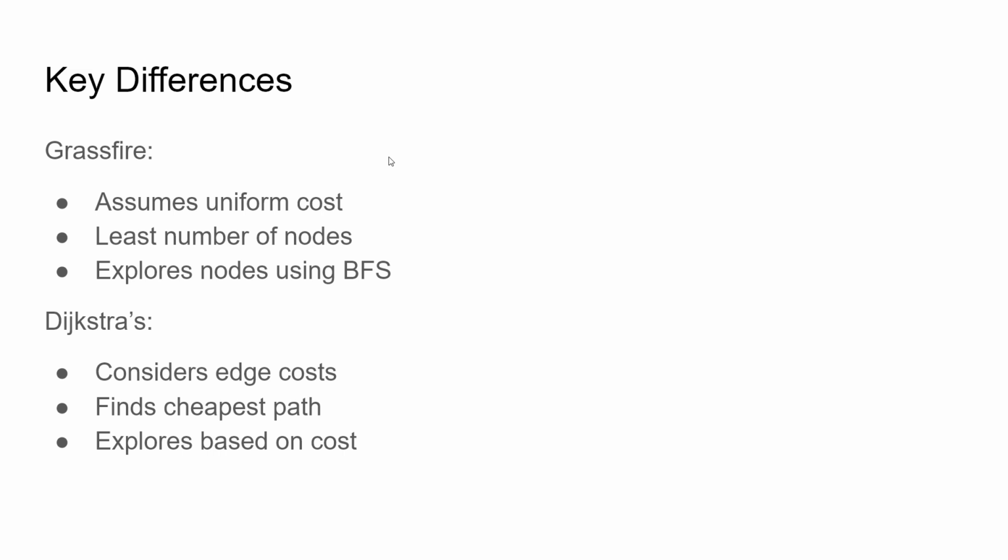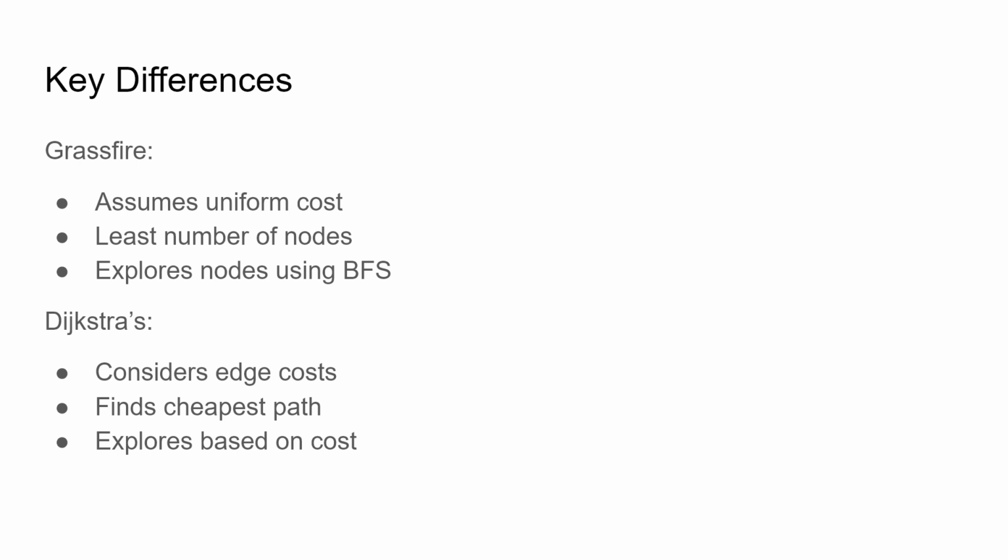So the key differences between the algorithms are the fact that the Grassfire algorithm will assume uniform edge costs, and it only looks at the number of nodes that is needed to get to the end, right? Since it's breadth first search, it will ensure that you reach the solution in the least amount of nodes possible, but it does not take cost into account.